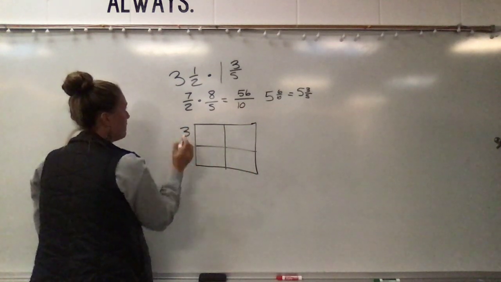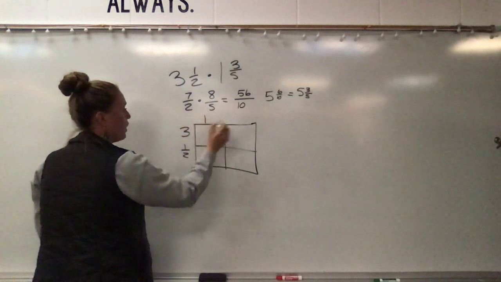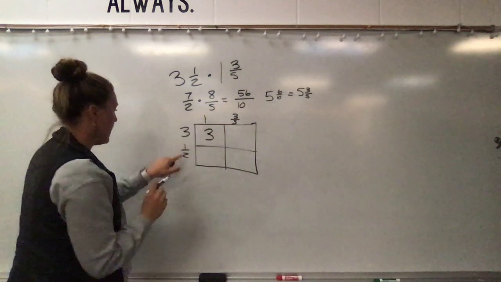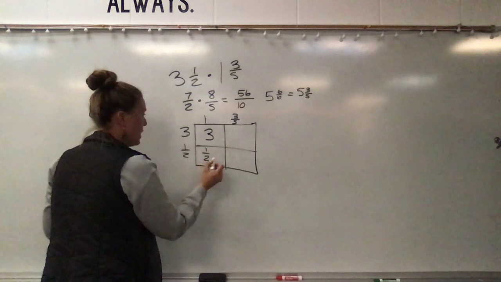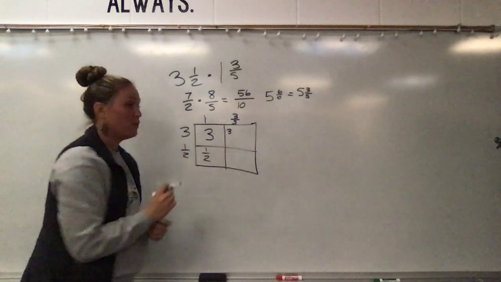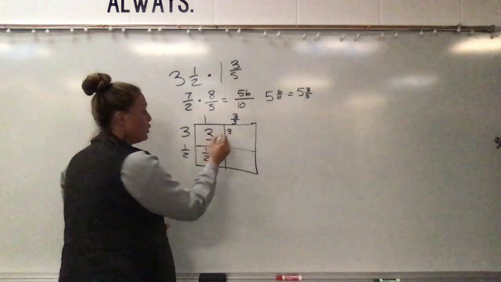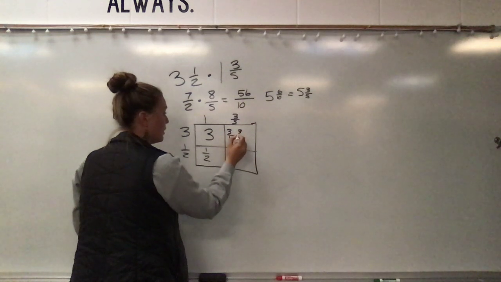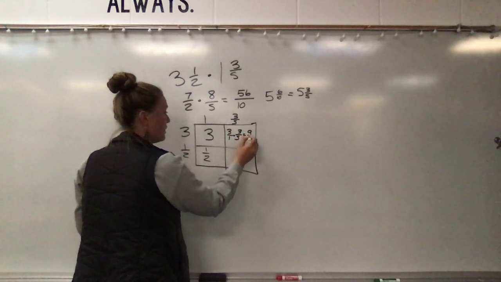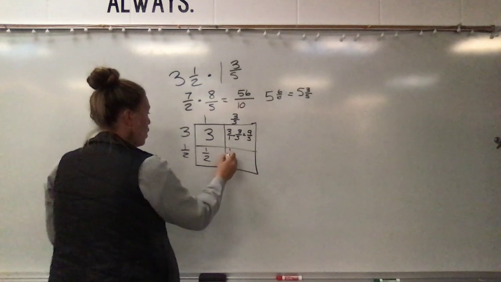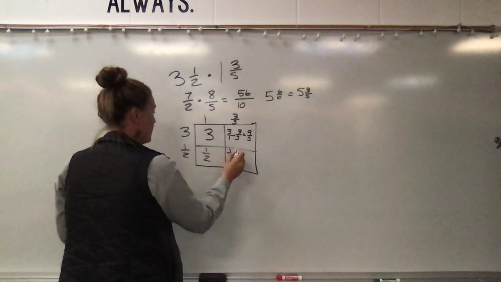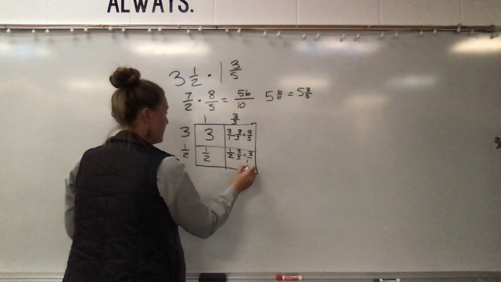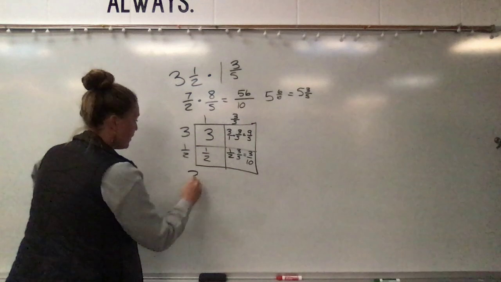We put our 3 1/2 and our 1 3/5. 1 times 3 is 3. 1 times a half is 1/2. Now we're going to take 3, and remember, if you have a whole number and you're multiplying it by a fraction, you can write it as 3 over 1. So we have 3 times 3/5, you get 9/5. And then 1/2 times 3/5 is 3/10.